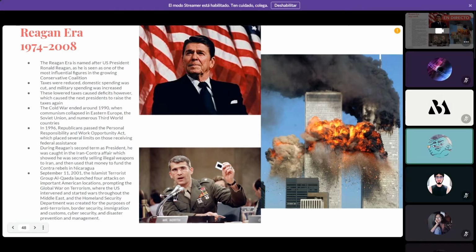Reagan was also involved in a scandal. It was called the Iran-Contra affair, in which they proved that he was secretly selling illegal weapons to Iran, which the U.S. government was not allowed to do because of a law. And then he used the money he got from Iran to fund rebels in Nicaragua. And this is nothing new.